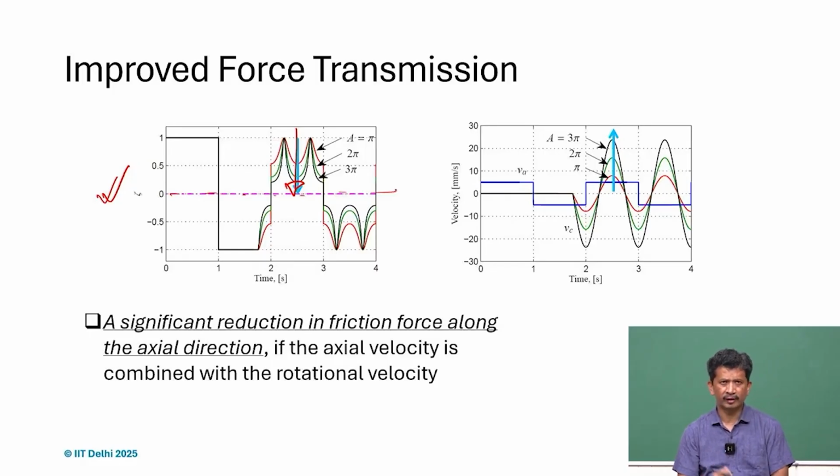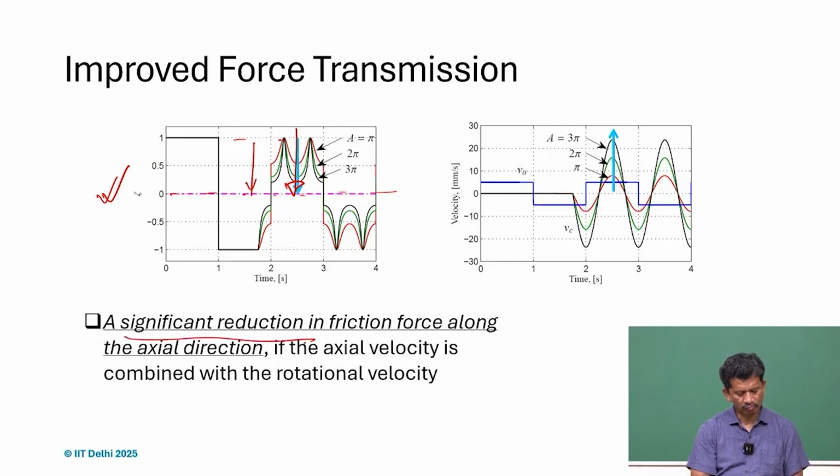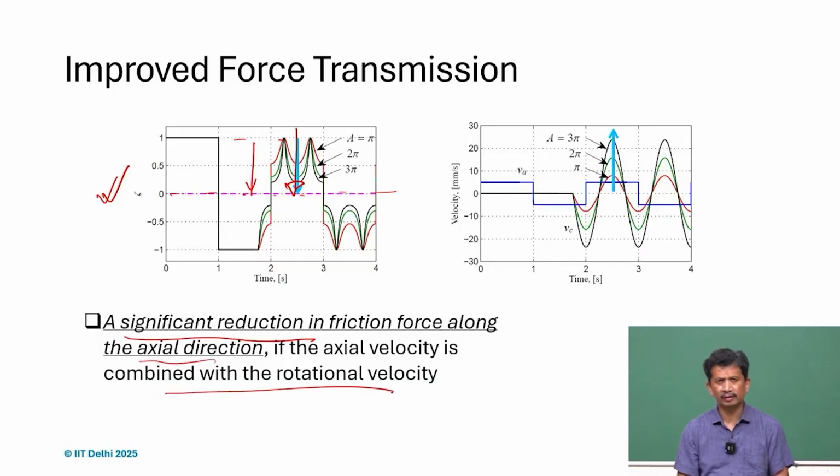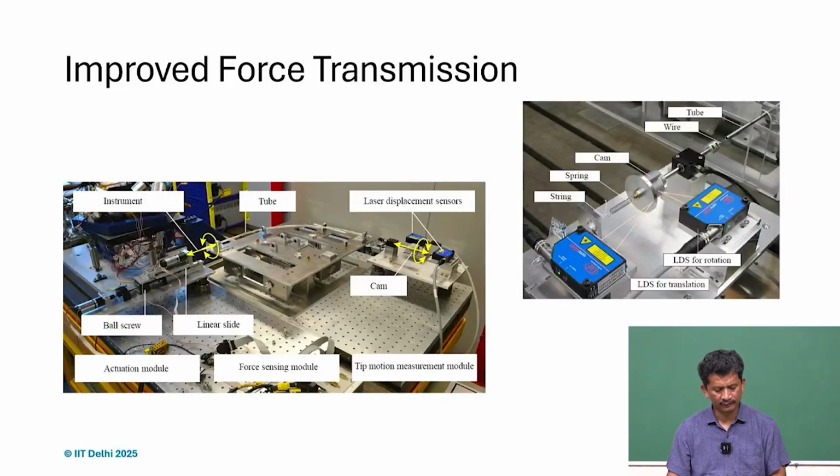So of course it will never reach zero, but you can see that from 1 it's coming down. So there is a significant reduction in friction force along the axial direction if the axial velocity is combined with the rotational velocity. So yeah, from the model this is what we got.